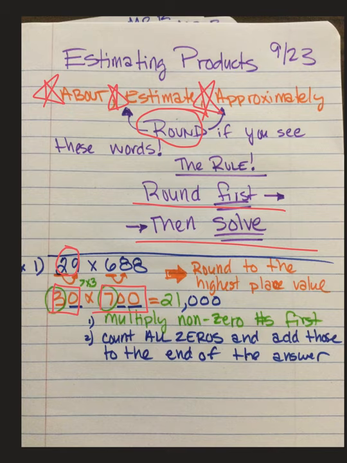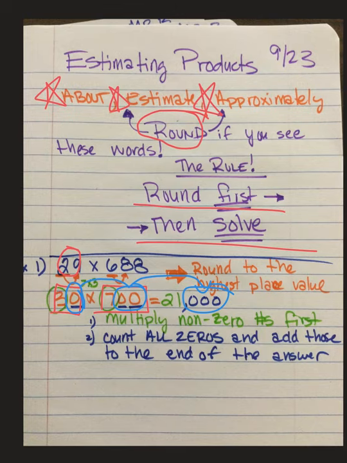Then I'm going to count all the zeros from both numbers. So, for example, on 30, there's 1 zero, and on 700, there's 2 zeros. So that's a total of 3 zeros, and I take those 3 zeros and I add them to the end of 21, and that makes my number 21,000. So that is my estimate of 30 times 700, or 29 times 688, is about or approximately 21,000.